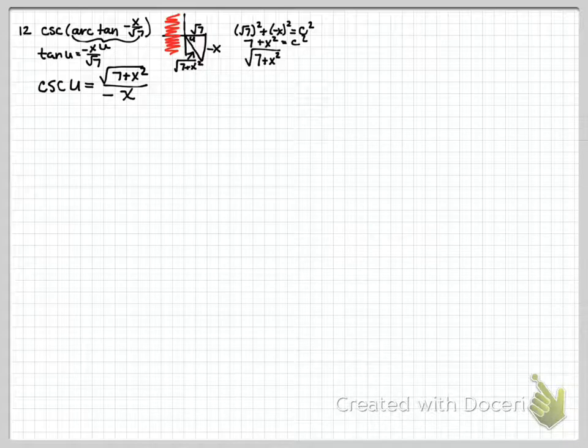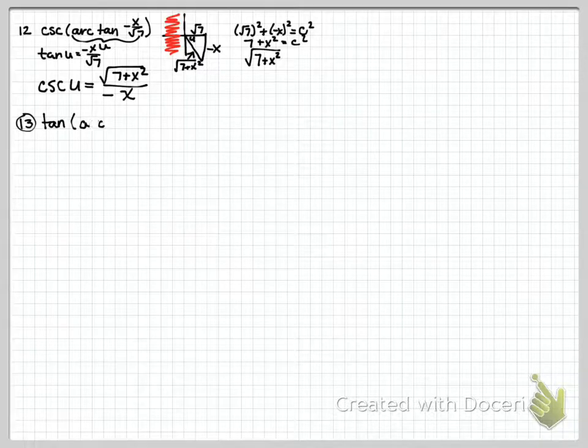Okay, last example. Yay! I can hear you guys all saying, finally. Last example. This one looks nastier than it is. I want the tangent of arc cosine. Let's clean up this arc a little bit. Arc cosine of m plus h over 3k.